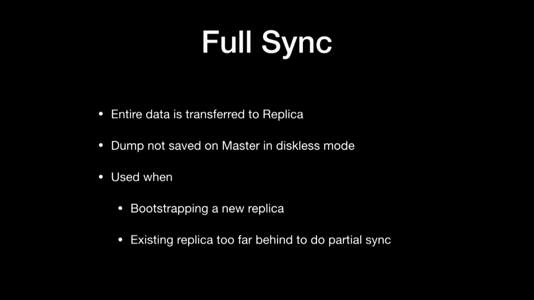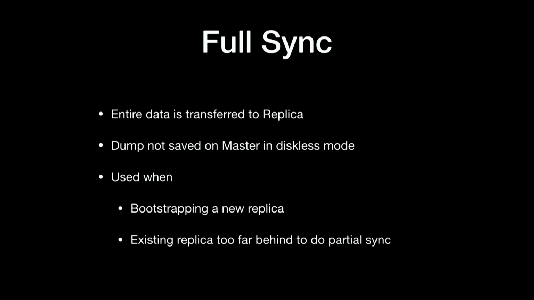So what are the types of replication? Broadly, there are 2 types of replication. One is called full sync, and second one is called partial sync. And let me go over them. Full sync, as the name indicates, you're taking an entire dump from your master to your replica. All the data gets transferred.